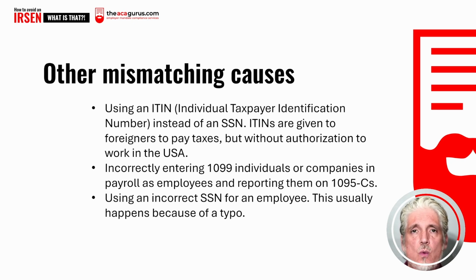So the problem with that is that when the 1095-Cs are produced, they're produced for these people that are not employees. So you're going to submit those, and they're going to bounce back because you're not going to have the correct information, since 1099s typically use a company name or an EIN instead of a Social Security number. Now, if they happen to be using their Social Security number, okay, it might go through, but then you're still misreporting because that person is not an employee, okay?